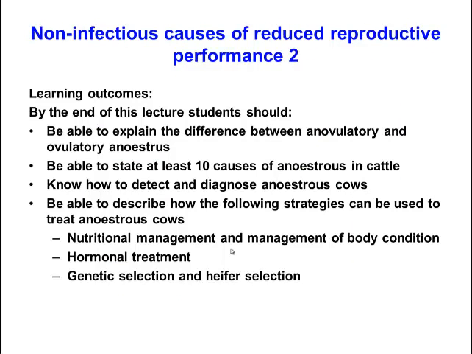Some of the goals for learning for this section are: you should be able to explain what the difference is between anovulatory and ovulatory anestrus. You should be able to state at least 10 causes of anestrus in cattle. Know how to detect and diagnose anestrus cows.